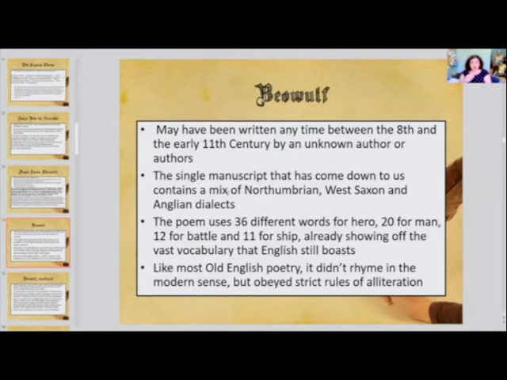Now, Old English poetry doesn't rhyme the way we're used to thinking about it. They follow a strict alliteration, so the first syllable will sound the same for at least three or four words in a row. There's a lot of rules to it, but that's the most essential.